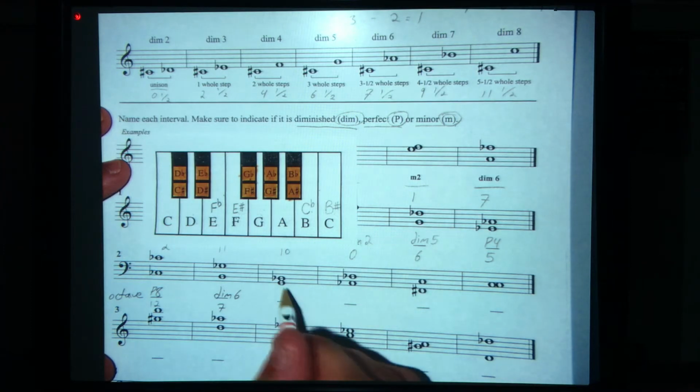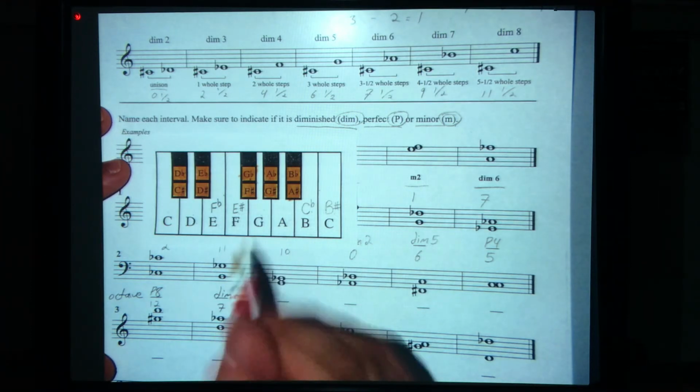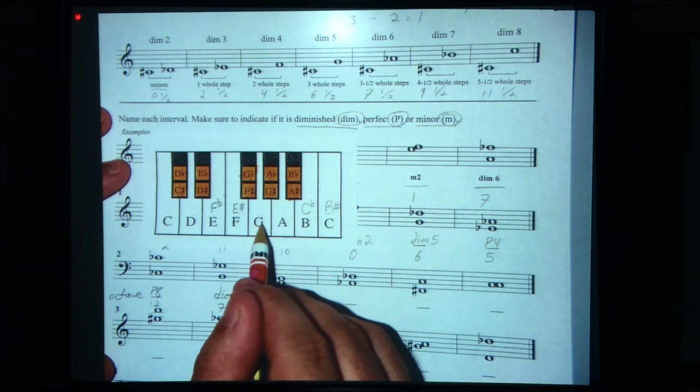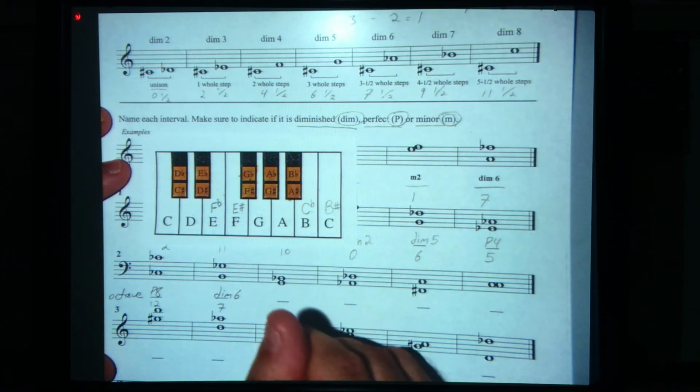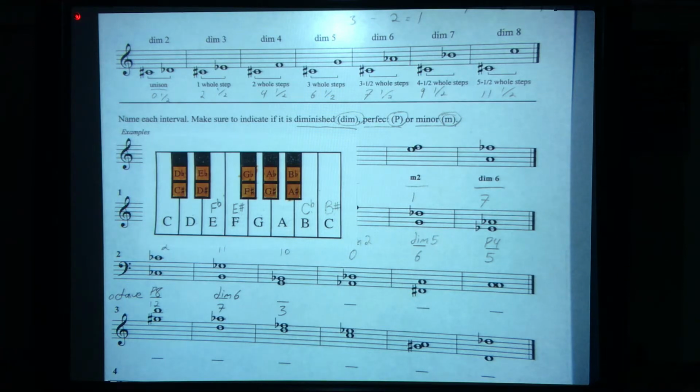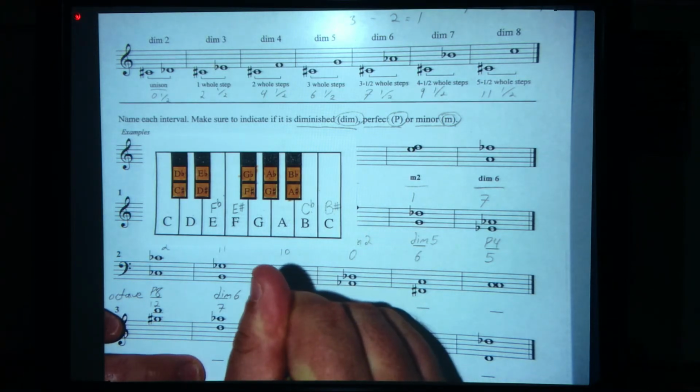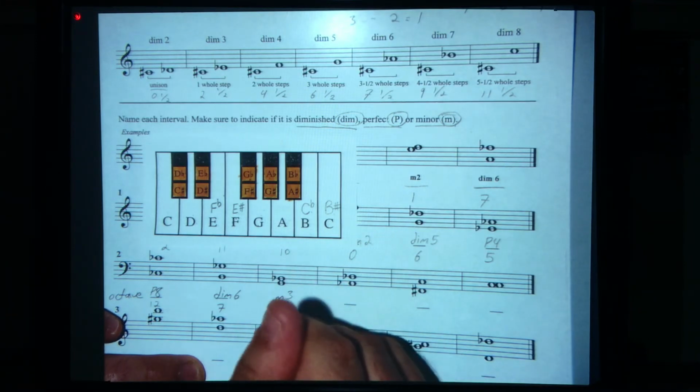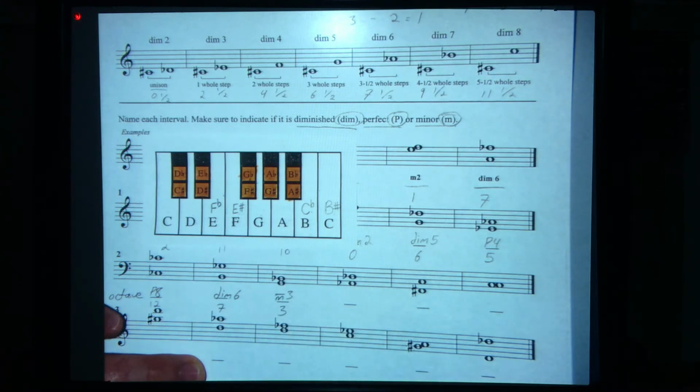Next one is a G to a B flat. So let's find the G on the keyboard. Count up with me. 1, 2, 3 half steps. 3 half steps. We don't see 3 half steps up here, so we know that it must be a minor interval. So we have to look back at our minor to see which one has 3 half steps. And if you look back at your minor intervals, you'll see that a minor third has 3 half steps between the 2 notes in the interval. Make sure when we're writing our minor intervals that we write a small line over the M, just to make sure that I understand it's minor and that I understand that you know that it's minor.